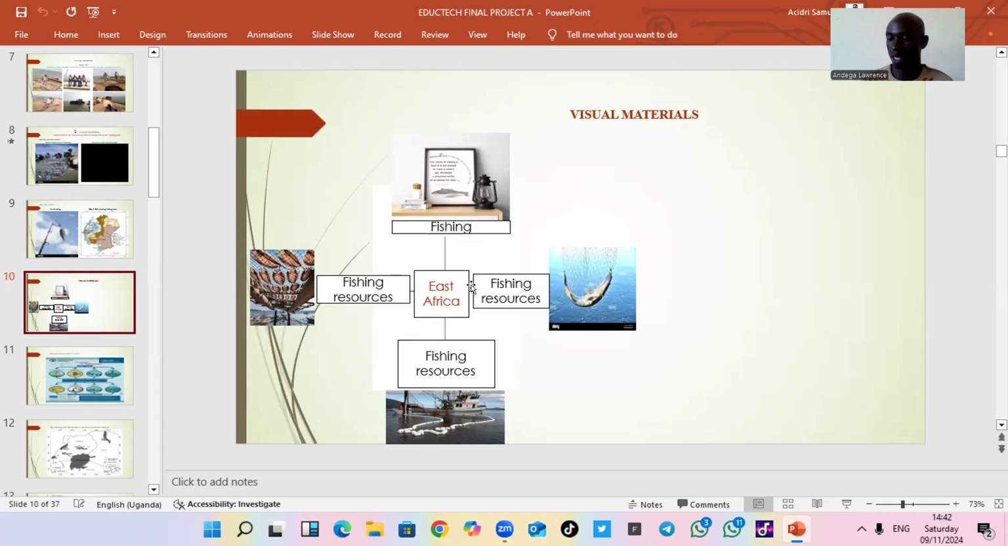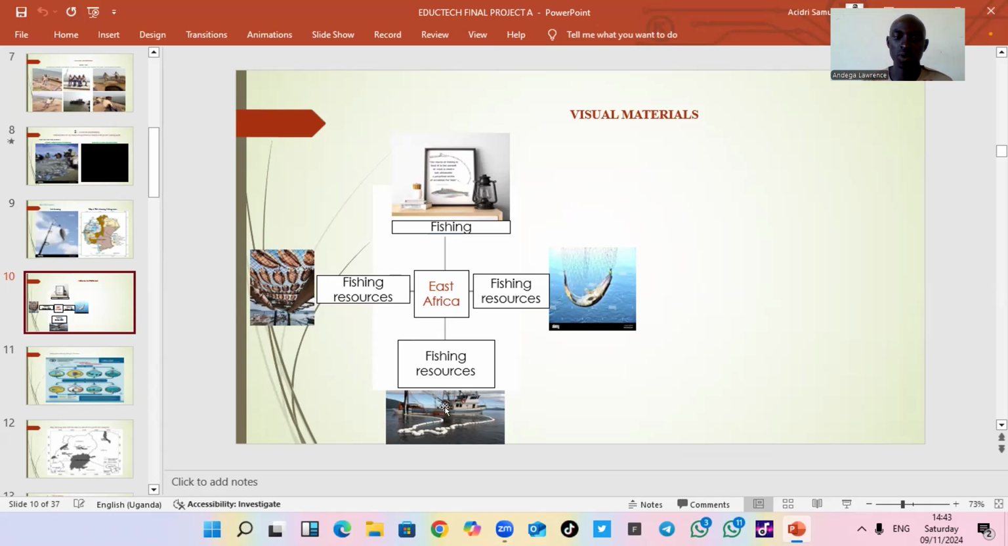visual aids. For example, I have the pictures. This one is a picture that has been drawn and it is explaining what fish is. So it is important. That explains what fishing is. And then to explain fishing resources, fish can be both fresh or smoked. So I always bring them pictures related to it. This one is talking about smoked fish. This one is a fresh fish that has been caught in a net.